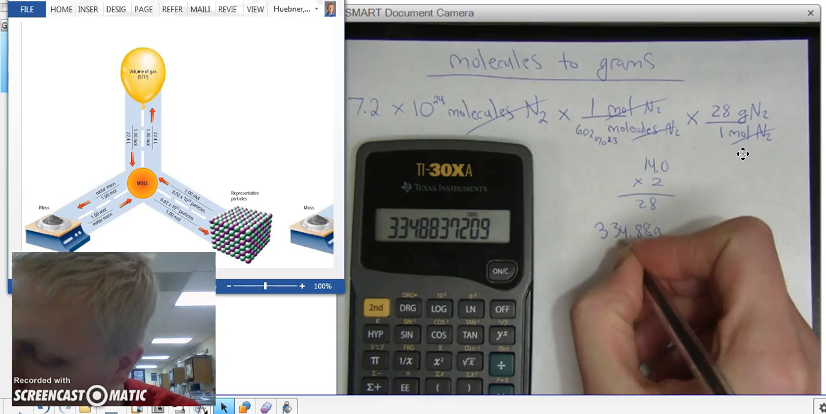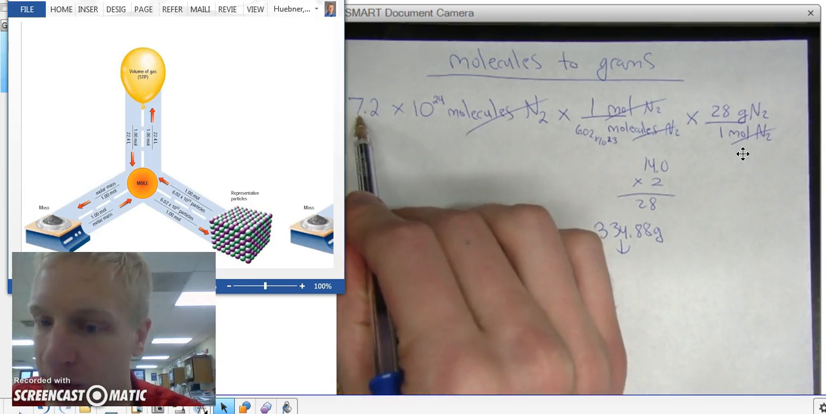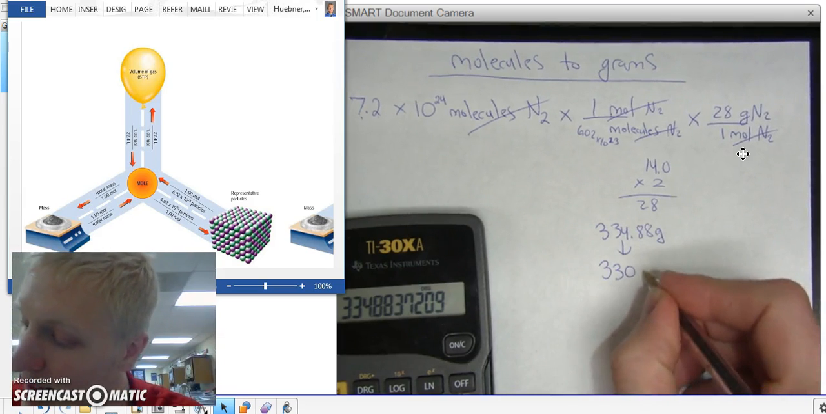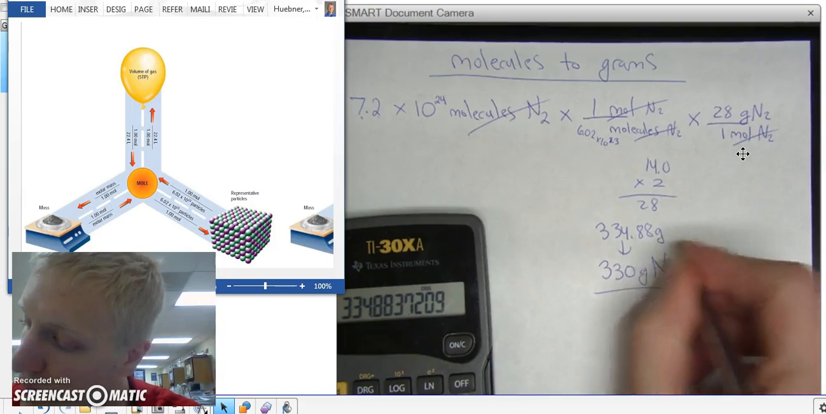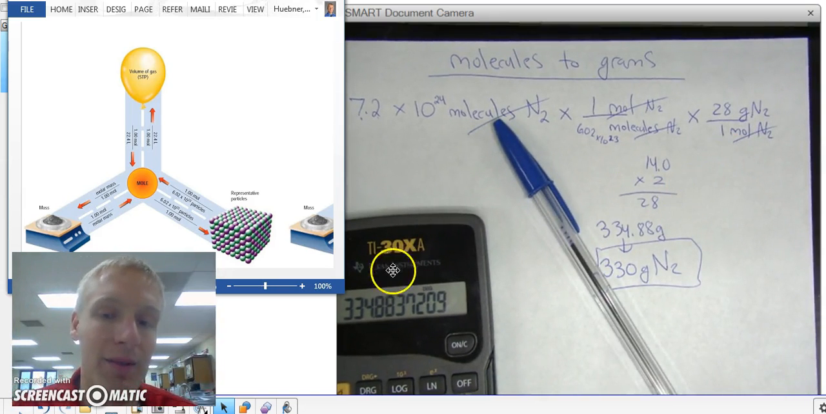334.88 grams, but we want to do sig fig rounding. So we go back to our original number, and we have 1, 2 significant figures. So this is going to be rounded to 330 grams of N2. And that is how you convert molecules to grams.